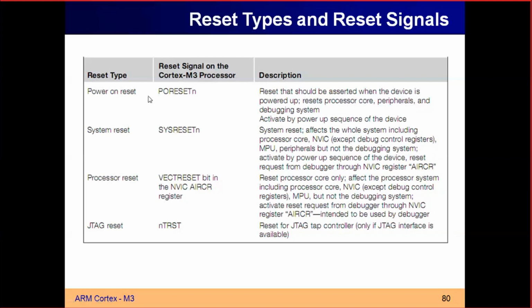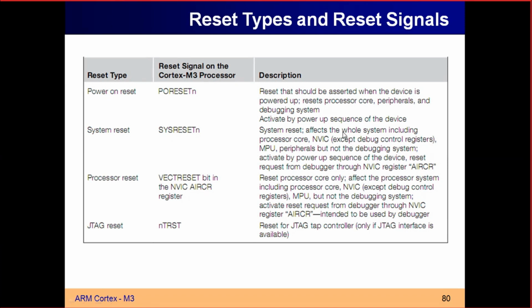Then these are the types of reset signals available in Cortex M3. First one is power on reset. All of you know that. What do you mean by power on reset? Whenever you are resetting the processor, power on reset will happen. Right. So it will reset the processor core, peripherals, and the debug system. The complete thing will be reset, including the processor core and peripherals. Processor core, peripherals, debugging system, whatever is there, all the blocks will be reset in power on reset. Next one is system reset.